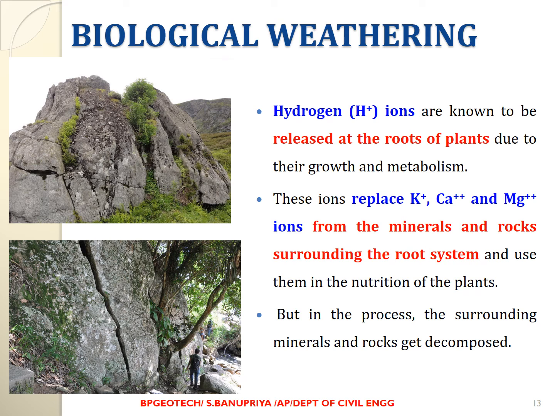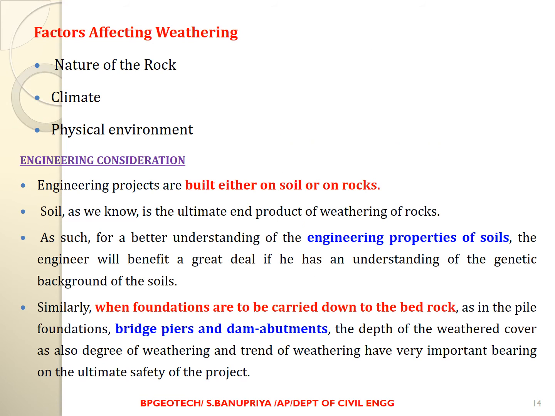So after the disintegration of the rock into smaller pieces due to physical, chemical or biological weathering, the product which we get is soil. The various factors which influence weathering are nature of rock, climate and physical weathering.